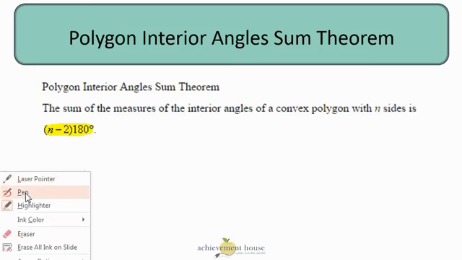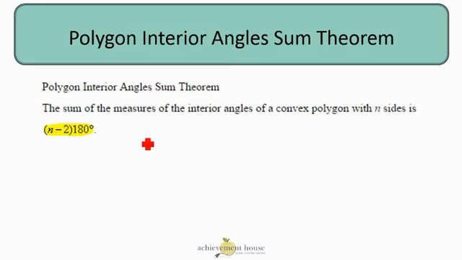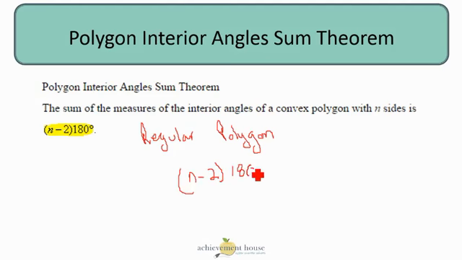And if we want to find a specific angle measurement for a regular polygon, meaning all the angles are congruent, this only works if it is a regular polygon because all the angles have to be congruent, we do n minus 2 times 180 divided by the number of sides, because the number of sides is equal to the number of angles.